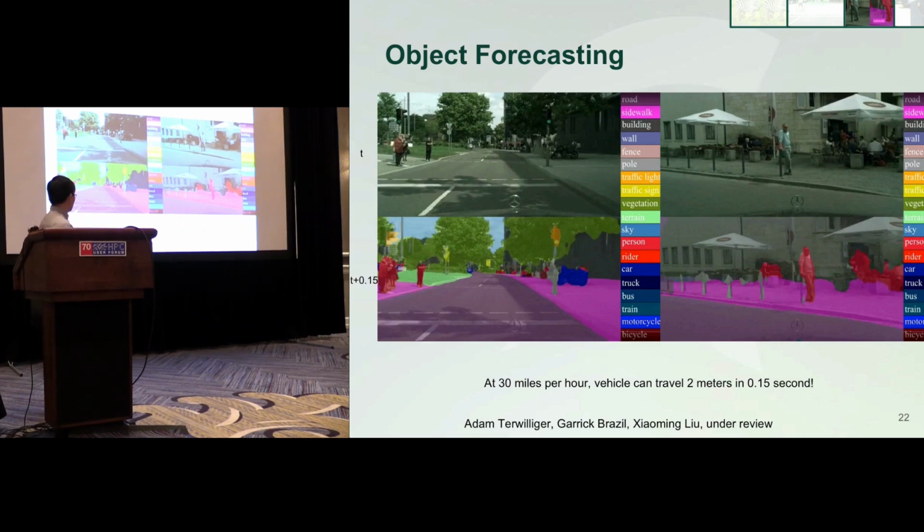If the car is driving at 30 miles per hour, within 0.15 seconds the car can move about 2 meters. Basically, we are saying that if my car moves 2 meters, how will the different things be changing? You can see that this can be very useful for path planning.